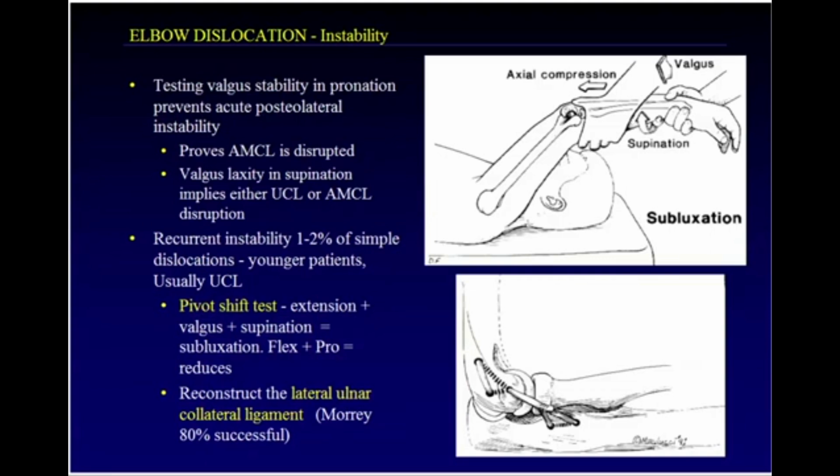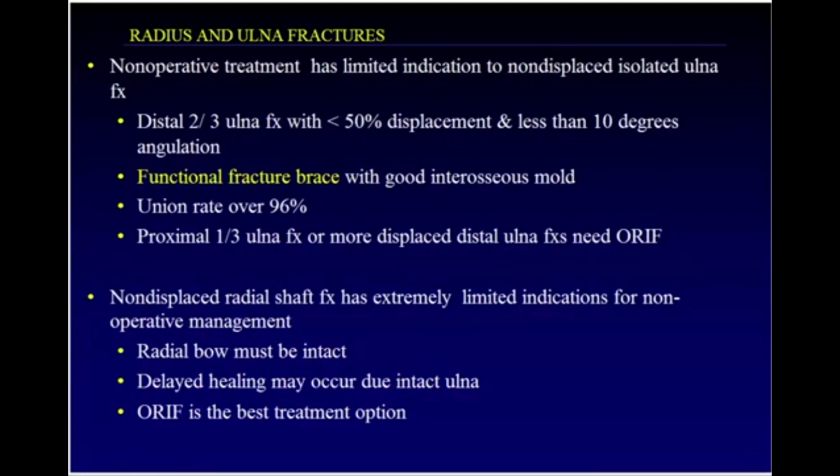You can reduce it by applying flexion and pronation, and usually surgical treatment is necessary to reconstruct the lateral ulnar collateral ligament. Mori results have reported 80% successful results in these patients with significant posterolateral rotatory instability secondary to damage to the lateral collateral ligament.